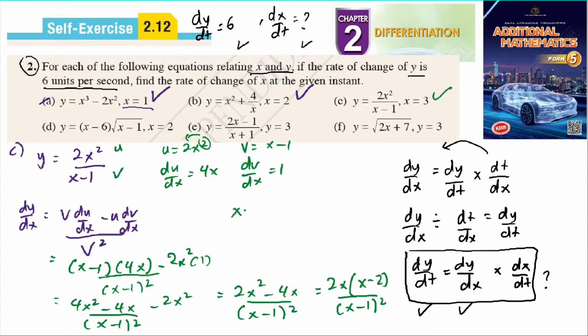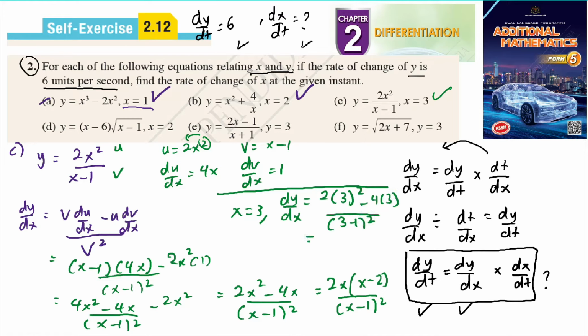So when x is equal to 3, dy over dx is equal to, so this one is 2 times 3 squared. I just take this one, which is easier to substitute. Minus 4 times 3 divided by (3 minus 1) squared. So here we get dy over dx is 3 over 2.